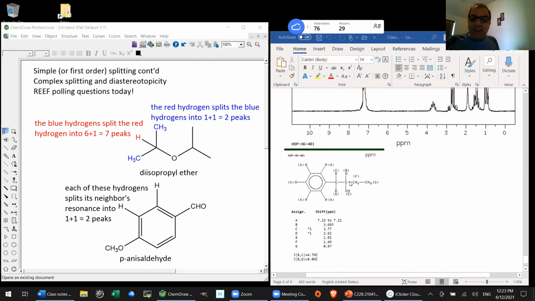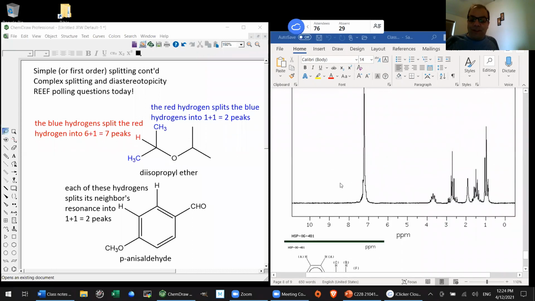But I've actually given you the structure and the assignments over here. Of course, I wouldn't do that in the exam, right? That would be part of the problem in general, figuring out what the compound is, whether you're matching it or you're solving the total structure, generally with a combination spectroscopy problem.